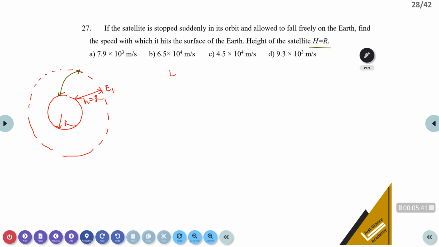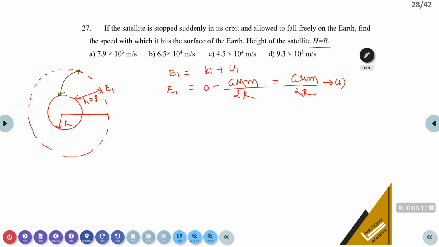Okay, fine. First, E initial equal to kinetic energy plus potential energy. This is the initial state, at the orbit. This is equal to 0 minus G M m divided by the distance. What is this distance here? 2R. This E initial is equal to minus G M m divided by 2R. This is equation number 1.